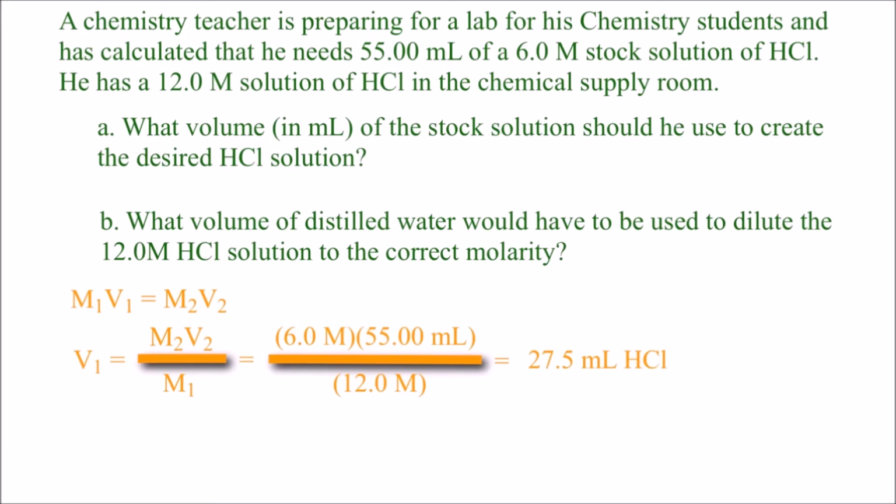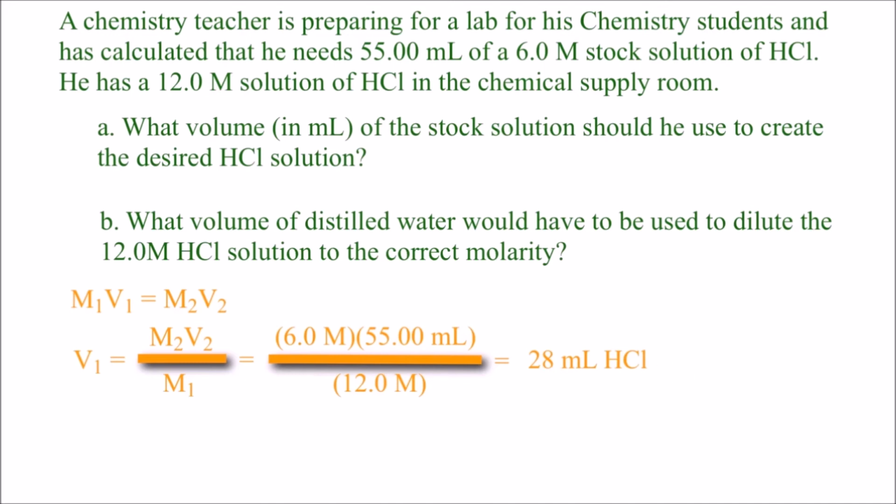Okay, so when we do that, we come up with 27.5 milliliters of HCl, and that is our answer to letter A. Now, of course, we need to adjust for significant digits. It looks like 2 is the fewest number of sig figs, so we need to bump that up to 28 milliliters. Alright, now for part B. What volume of distilled water would have to be used to dilute the 12 molar HCl solution to the correct molarity? Okay, so right here we found out what volume of HCl, the actual acid, we need to use, but we don't know how much water to add to this much hydrochloric acid.